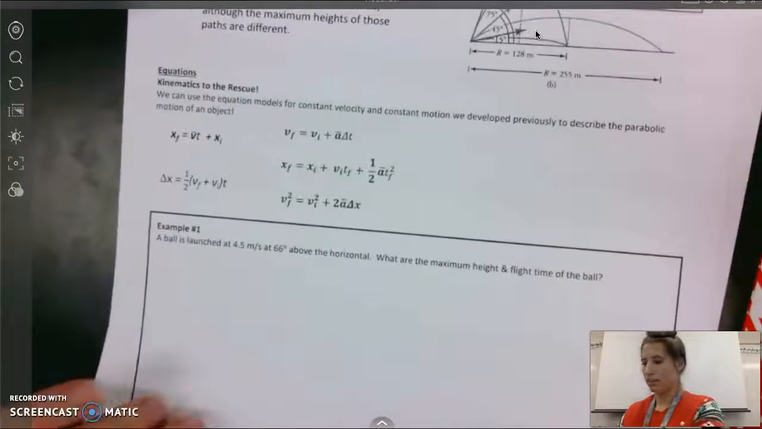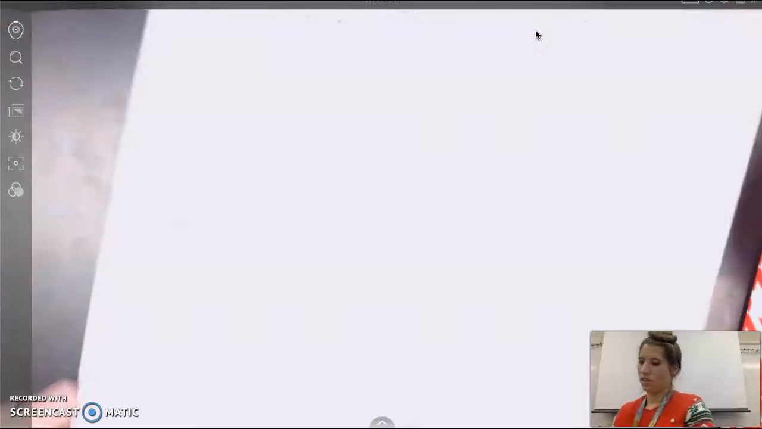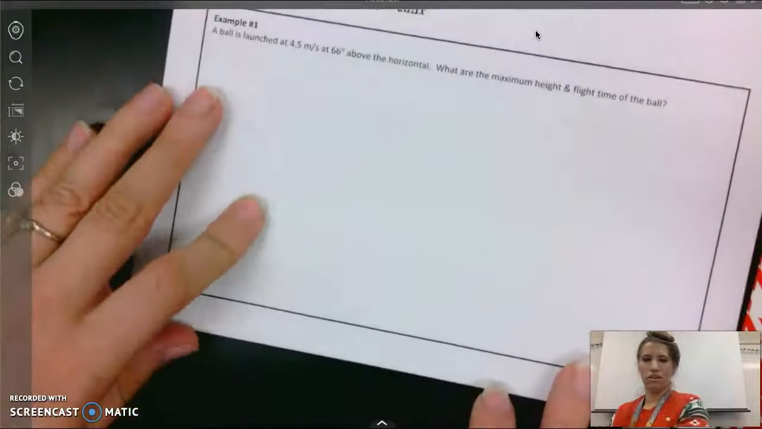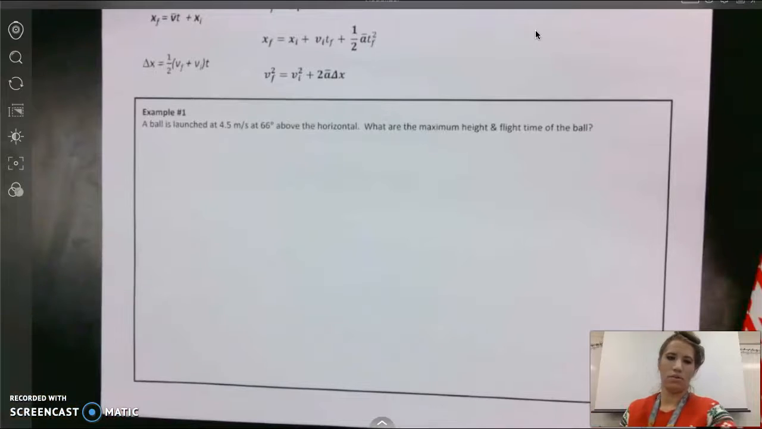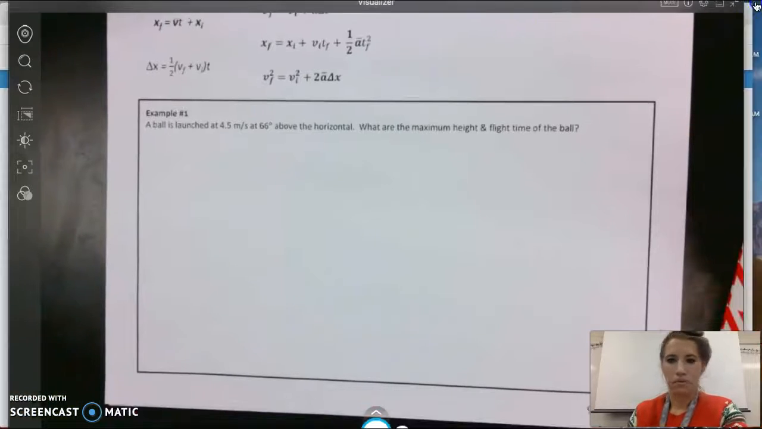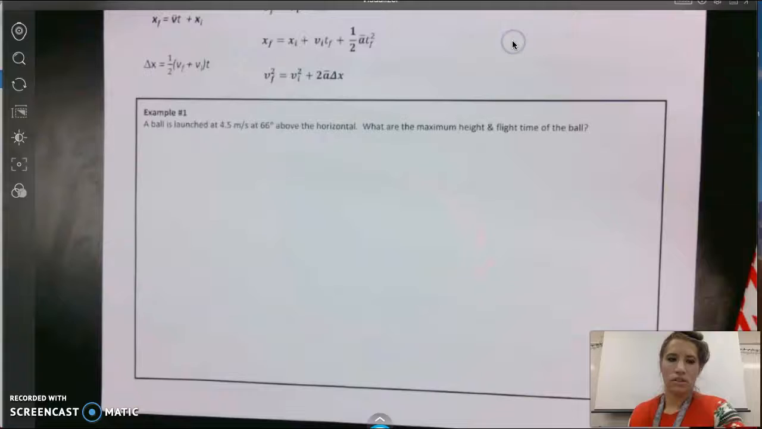Okay, there's our kinematics again. All right, example number 1. Let me see where we're at time-wise. All right, so let's set up this problem.